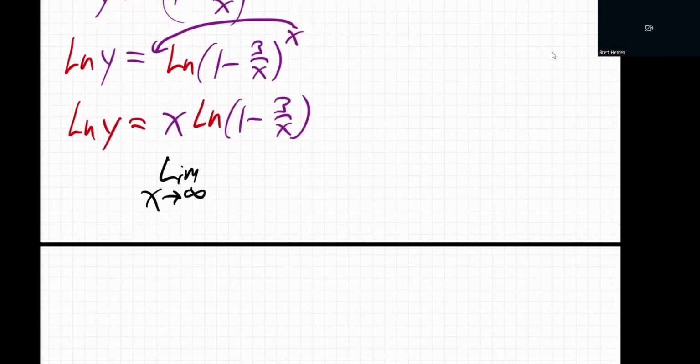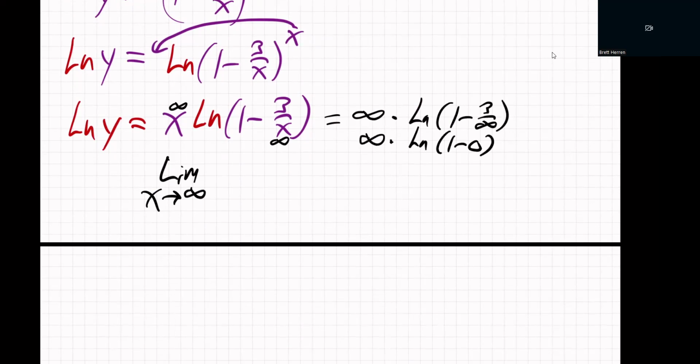X goes to infinity. Now, if we plug in infinity right now, infinity goes there, infinity goes there. It's not going to be a good plan because it'll be infinity times ln of 1 minus 3 over infinity. That's infinity times ln of 1 minus 0, right? 3 over infinity is like 3 over a million. If x is going to infinity, infinity is like a million. So I said I'm going to take a candy bar, cut it in a million pieces, and give you 3. That's just nothing. That's basically 0. All right, so this is 0. So then this is infinity times ln of 1.